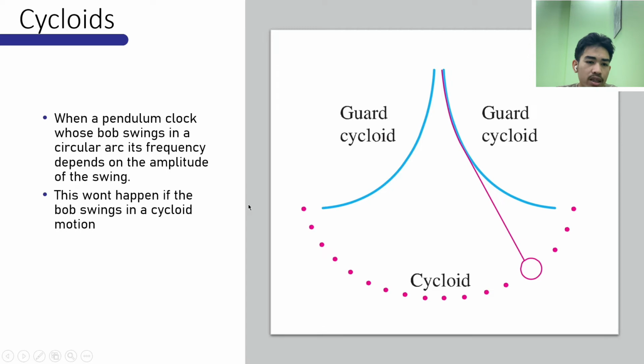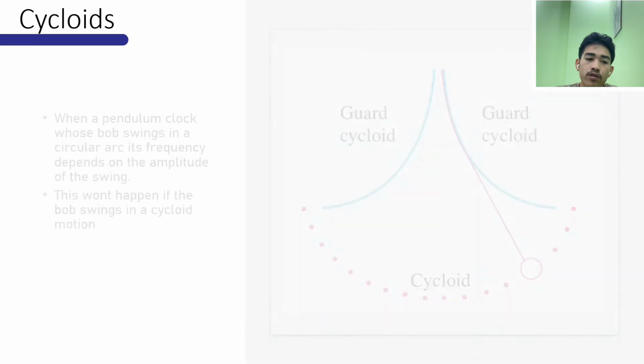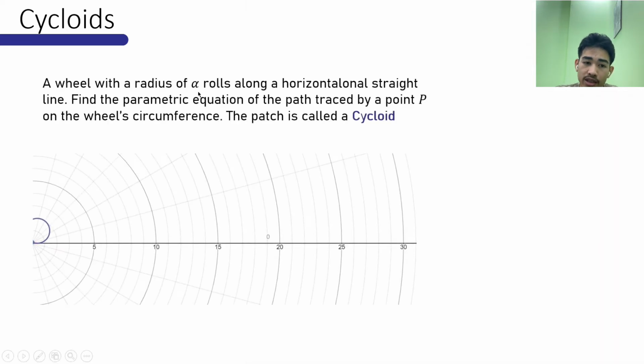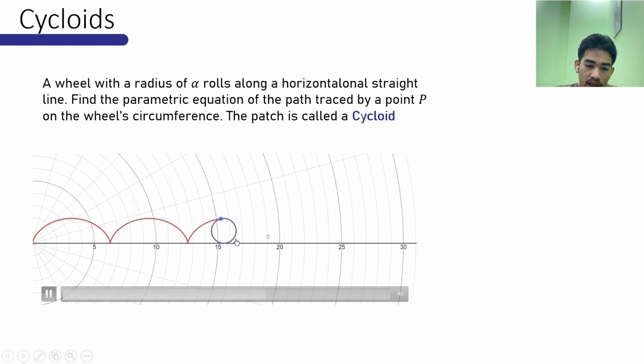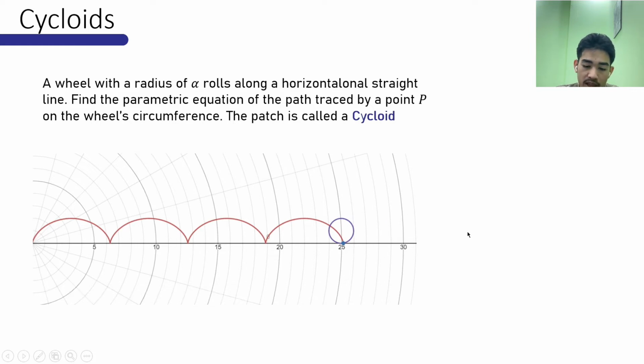Now, let's see this visually. So let's say a wheel with a radius of a is rolling along a horizontal straight line. We define the parametric equation of the path traced by a point P on the wheel's circumference, and the path is called a cycloid. This is what a cycloid path is going to look like. As you can see, we are tracking a point on that circle as it spins around. What we get is similar to a half oval shape, and many of them, depending on the interval we set for it.